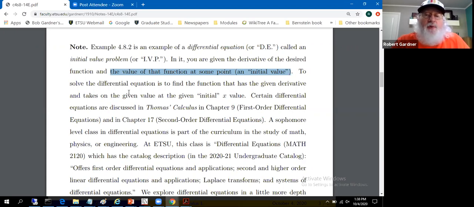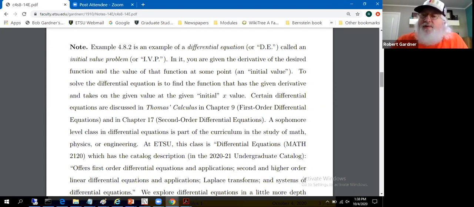So to solve the differential equation is to find the function that has the given derivative and takes on the given value at the given initial x value. So you're given the derivative and you're given an initial condition, a point on the curve. To solve the differential equation is to find the function that has the given derivative and when graphed passes through the given point.